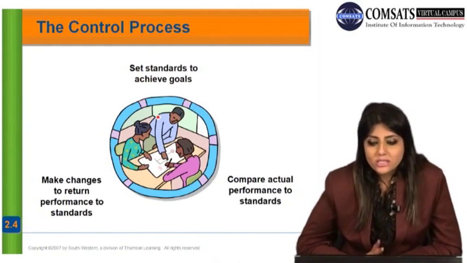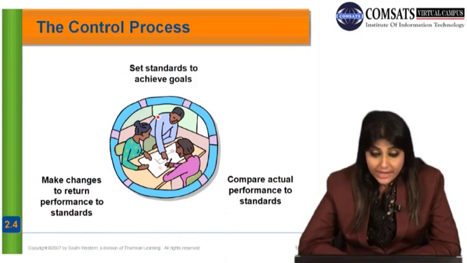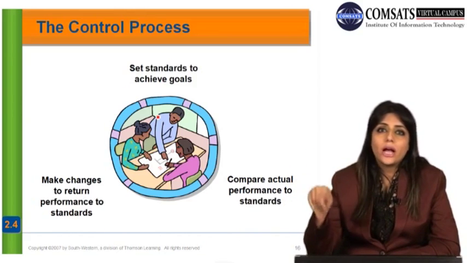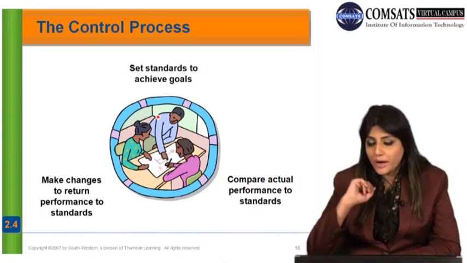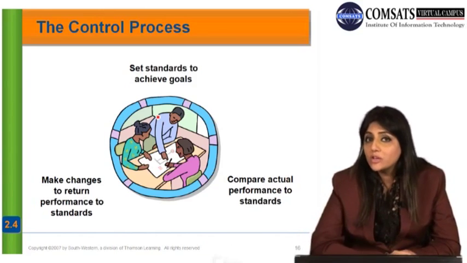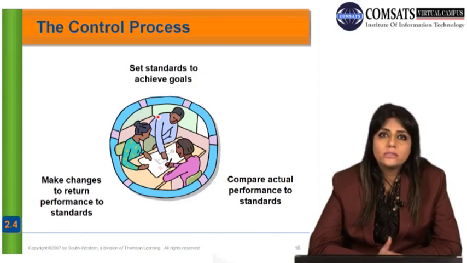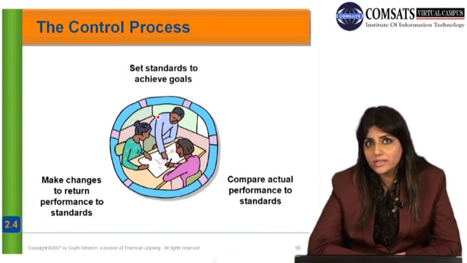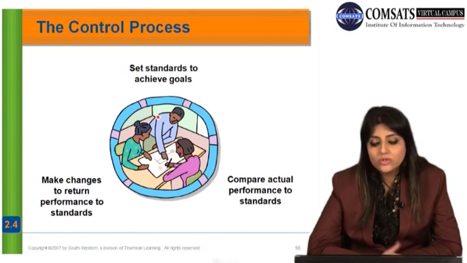So what is the control process? In the first step, we set standards to achieve goals. Next, we compare actual performance to the standards. Of course, that's what always happens. First, we have the standards to achieve goals, that okay, I want to get sales of $500 million in the next 1 month from this department. And then you compare the actual performance with the set goals. Okay, at the end of the month, you see that you have sales of 400 only, but you had a target of 500. So there is a deficit of 100, and then you make changes to return performance to standards.